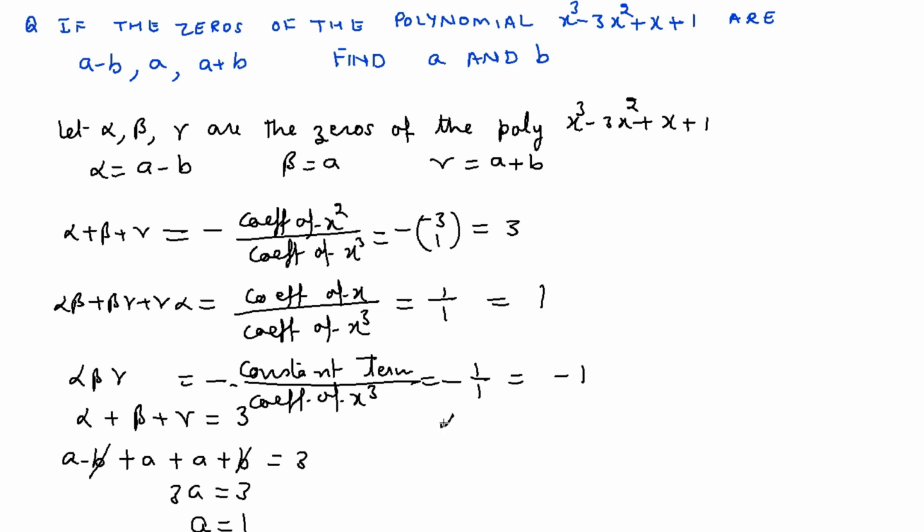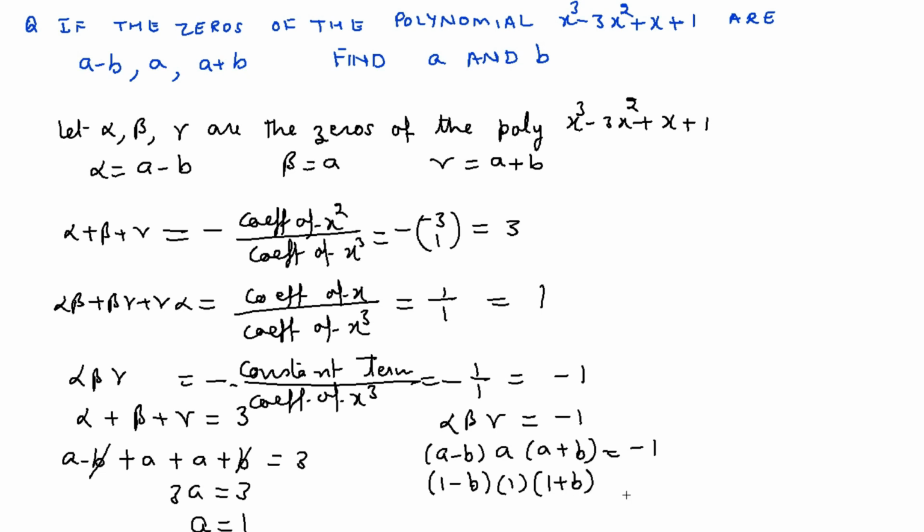Now take the help of this third relation. Alpha beta gamma is equal to minus 1. Instead of alpha write a minus b, instead of beta write a, instead of gamma write a plus b, is equal to minus 1. Now substitute the value of a, which is equal to 1. So this becomes 1 minus b, 1 plus b is equal to minus 1.